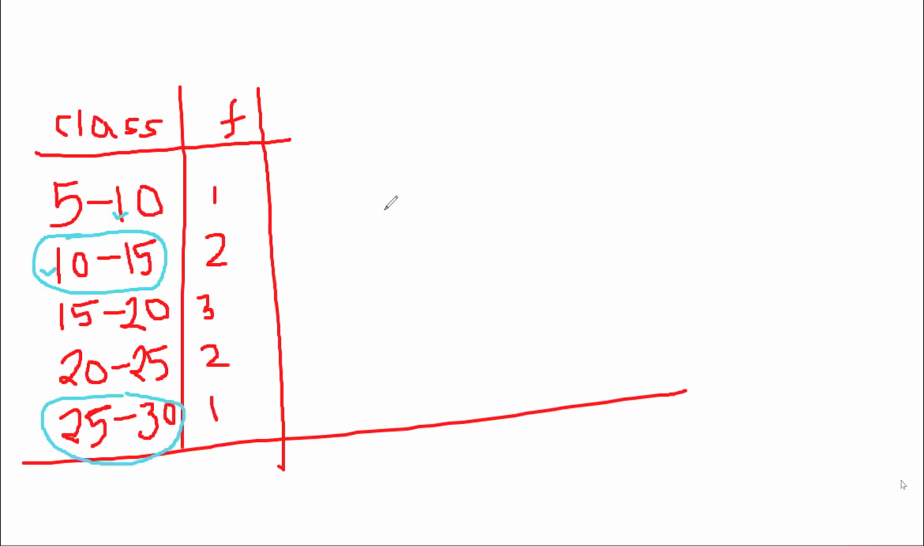Now to calculate standard deviation for this given data set, first of all you have to calculate the mid value. Say this one is x. Mid value is x, or you can write m also, but most of the time we'll write x. Okay. Now for this class interval 5 to 10, mid value is calculated by taking the sum of this lower limit and upper limit and dividing it by 2. That means 5 plus 10 equals 15, divided by 2 is 7.5. Okay. 7.5 is the mid value for the first class interval.